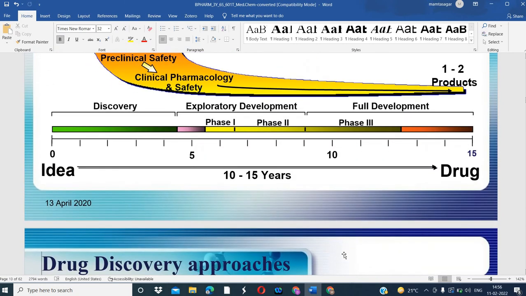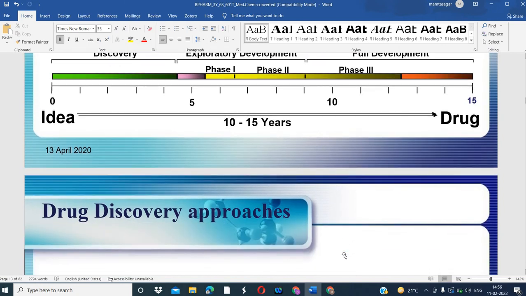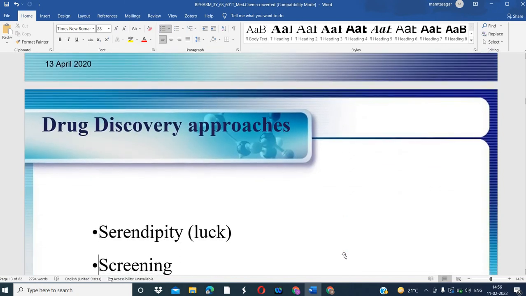Then there is the discovery, the exploratory process. Exploratory development means we can develop derivatives of the molecule. With penicillin also, nowadays we have a lot of derivatives. Ampicillin is a derivative of penicillin. Then full development, phase 3. So these are the different clinical trial studies. That is the process.